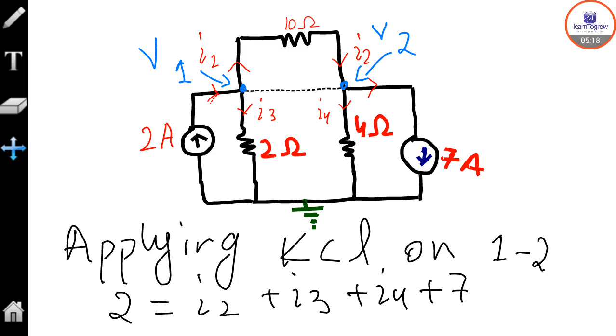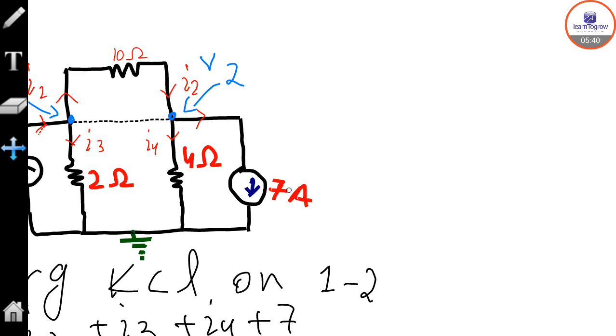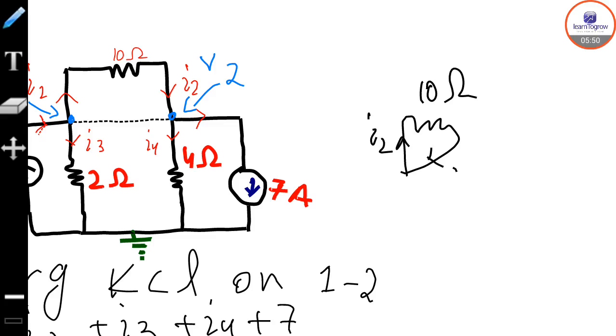Here you can clearly see that because of this short circuit, this resistor becomes useless. What is the reason? When we apply KCL and look at the distribution of current, I2 was also entering and I2 was also exiting. It is just like joining the ends. So there is no need of this resistor to solve.